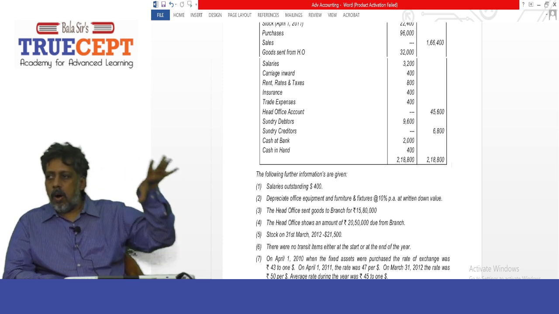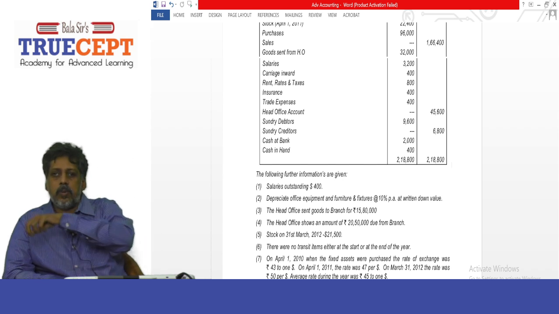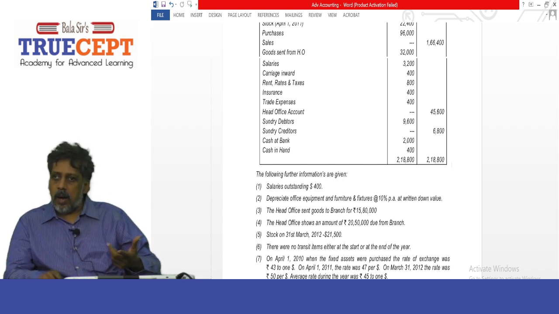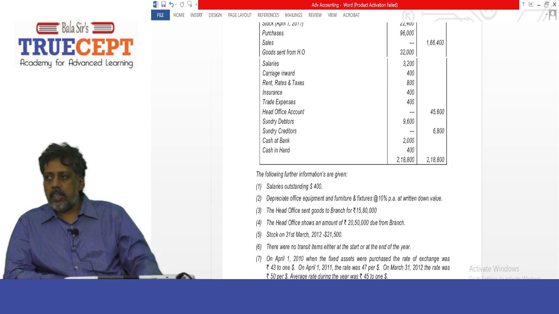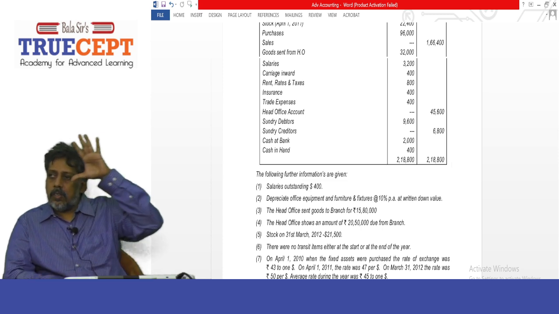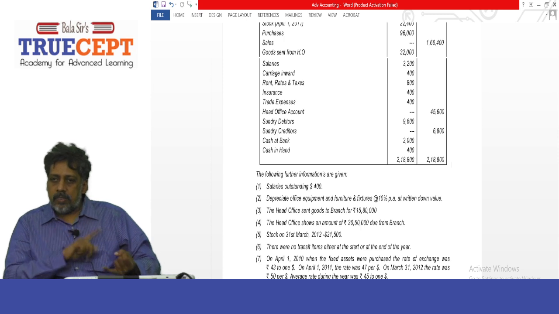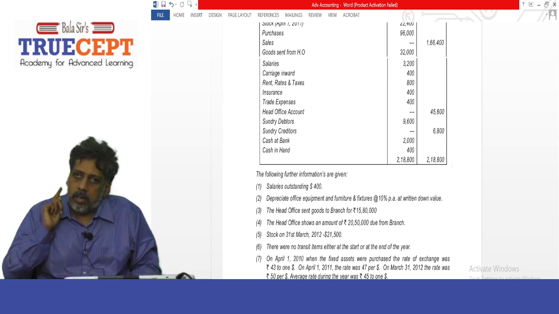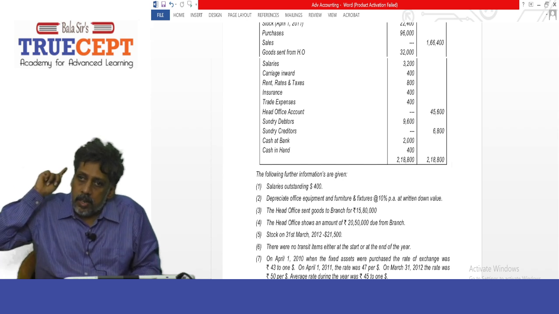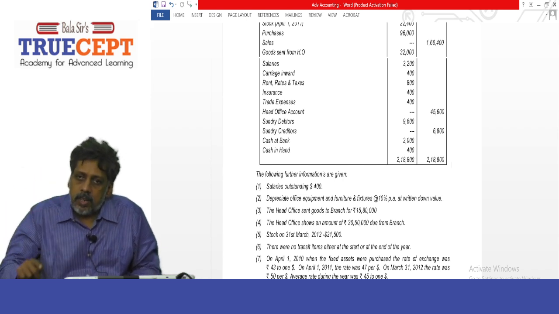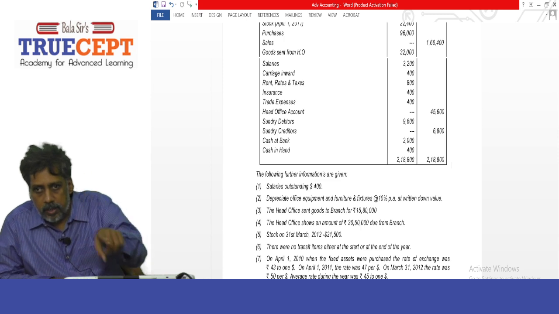In case you want to pass a journal for this, what is the entry? Salaries account debit to salaries outstanding. That means your salaries amount will increase by $400. And also there will be a salary outstanding liability of $400 in your trial balance in case you want to prepare an adjusted trial balance. Okay, that's what is asked for in this question.